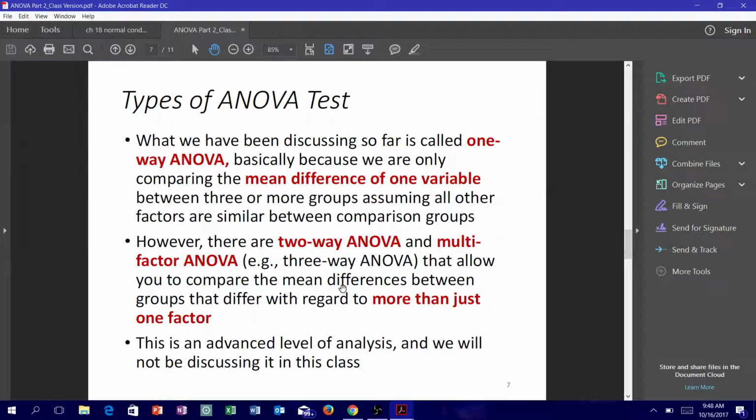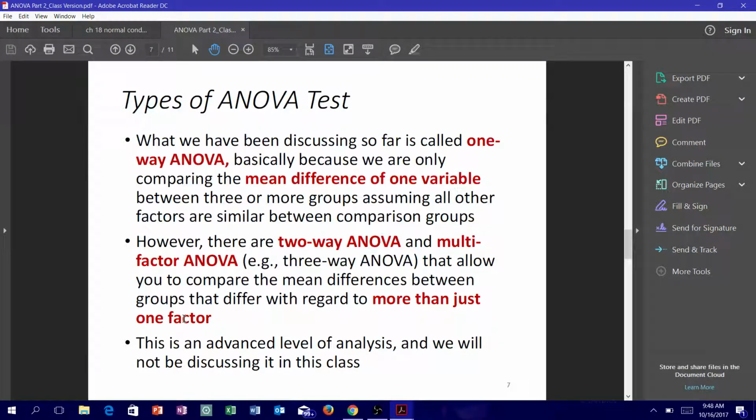So when doing one-way ANOVA, we're assuming that the groups are similar, but we're just evaluating this one factor. For two-way ANOVA, we're changing two factors at a time, while everything else is fixed. And you can apply the same thing to three-way ANOVA and multi-factor ANOVA and so on. What we're interested in this class is just one-way ANOVA, but you have to know that there are other types and what they mean.